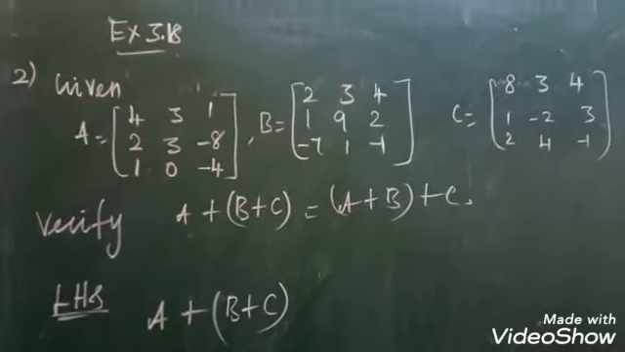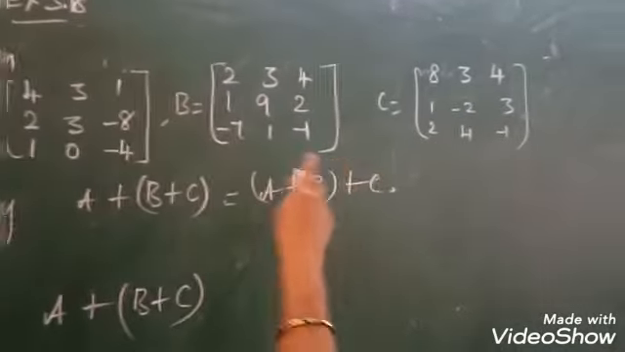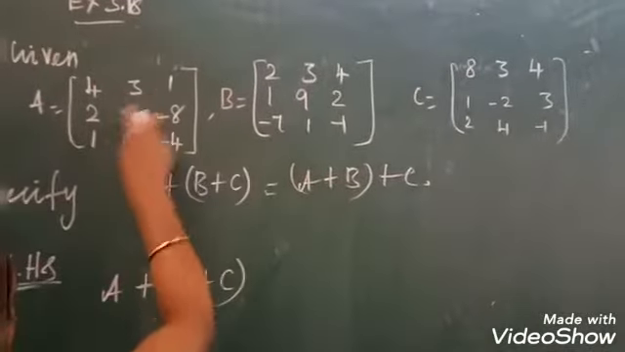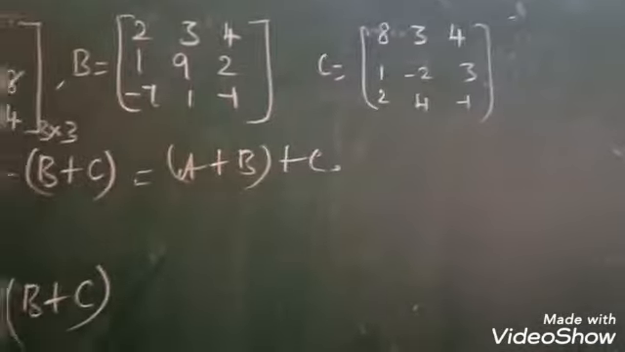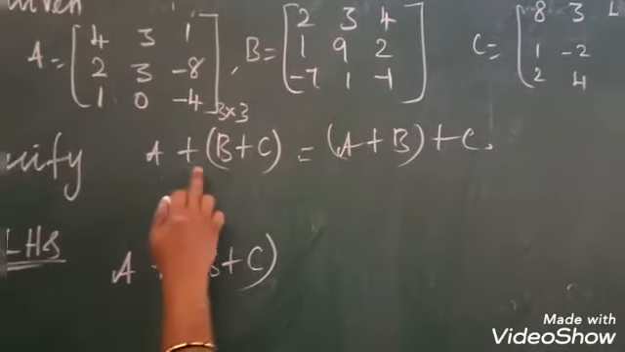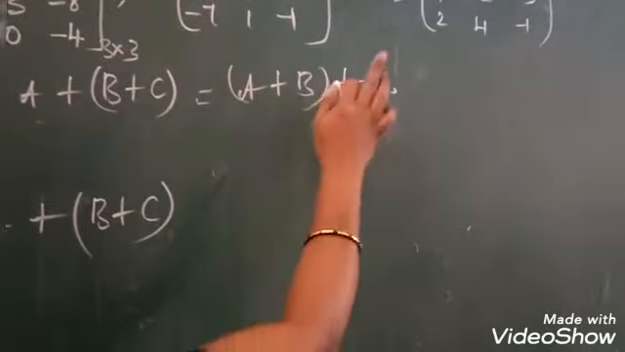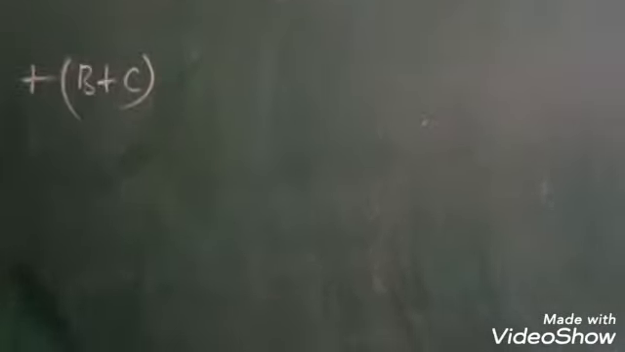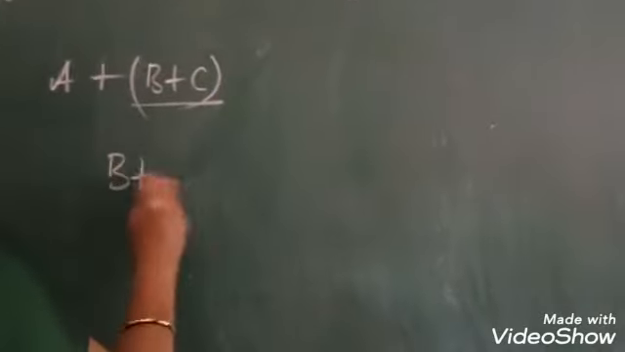See girls, the second sum. A matrix given, B matrix given, C matrix given. First we want to see the order of the matrix: 3 rows, 3 columns. All the matrices should be 3 rows, 3 columns. Then verify that A plus B plus C on the LHS equals A plus B plus C on the RHS. See girls, this is the associative property, we already studied it. Here first the LHS we want to check. First we need to take the bracket along, B plus C.